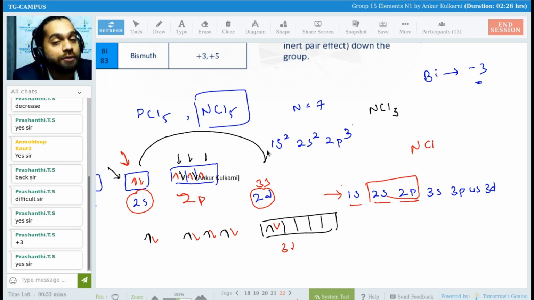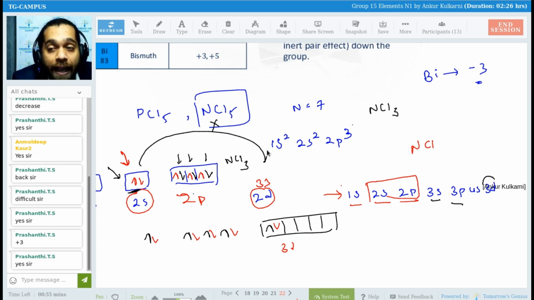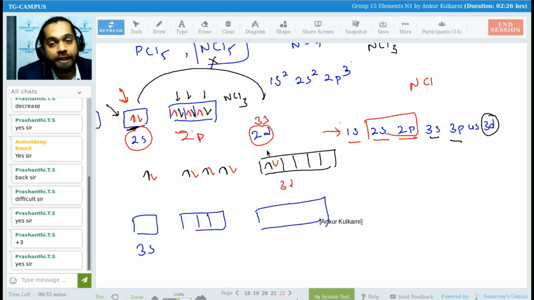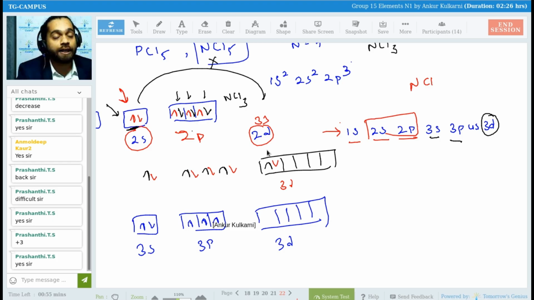So NCl, 1, 2, 3. But Anthony, I cannot move this electron, hence NCl5 is not possible, I can only form NCl3. But in phosphorus, Anthony, I have 3s, 3p, I even have 3d. So in that case, I'll draw it again, not 2s, this time it will be 3s. Then I have 3p, then 3d. Anthony, I have 3s, 3p, 3d. So over here in the 3s, I have 1 electron, 2 electrons.